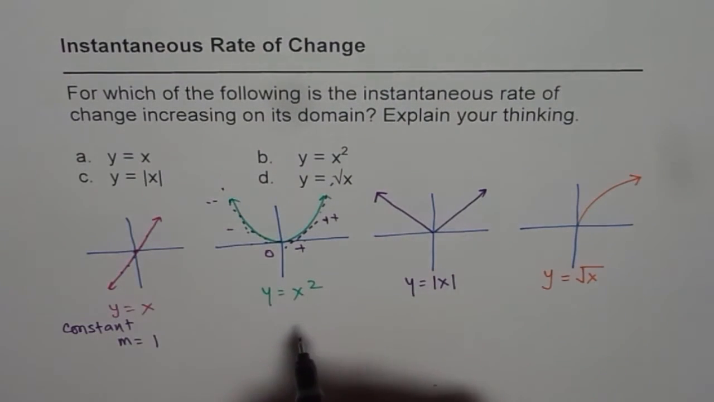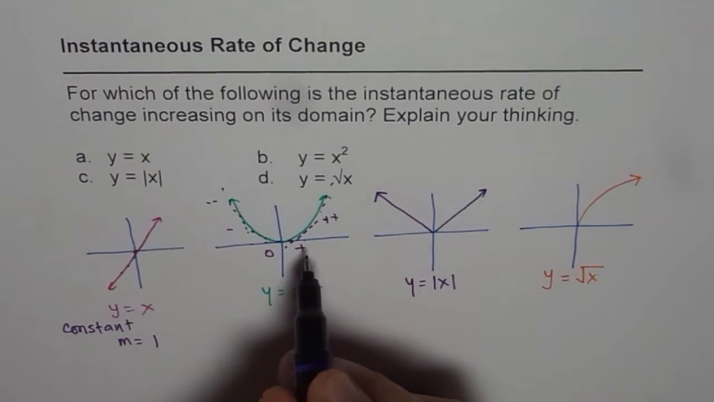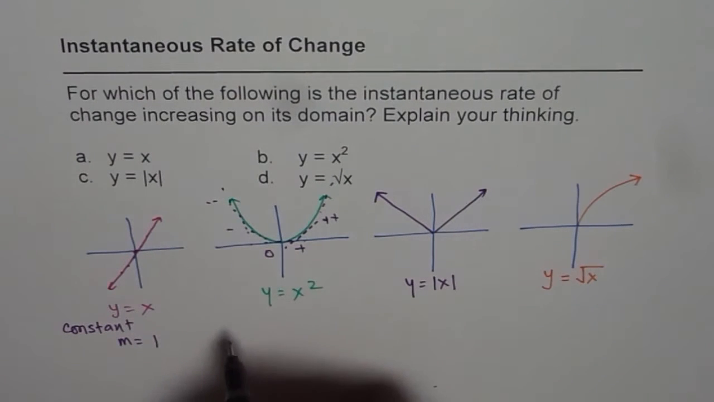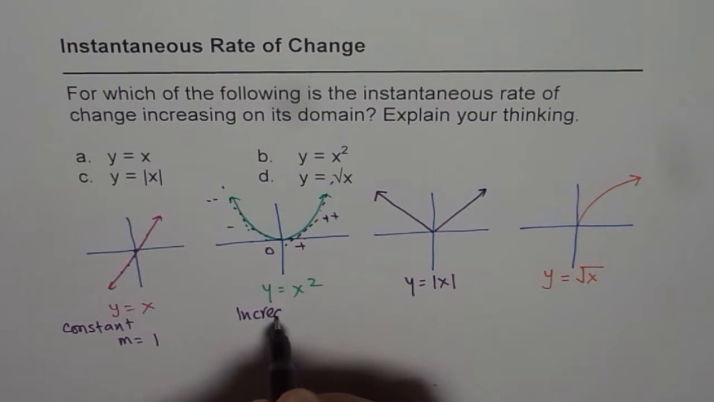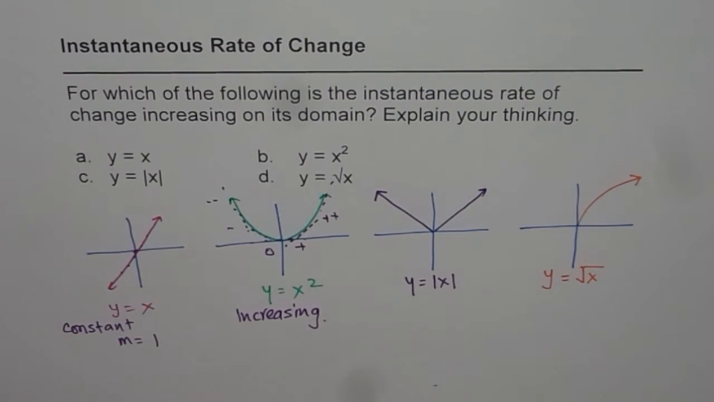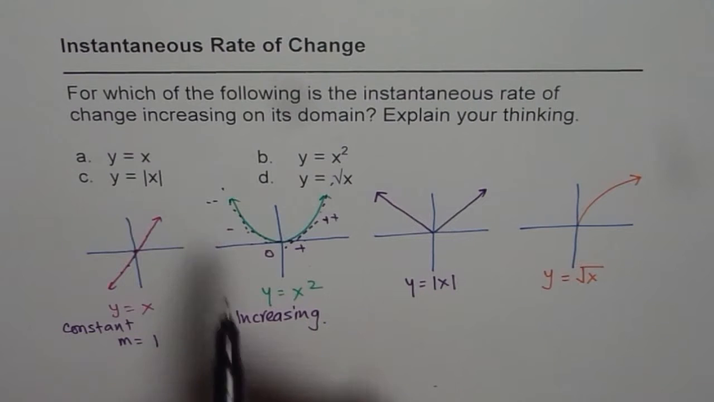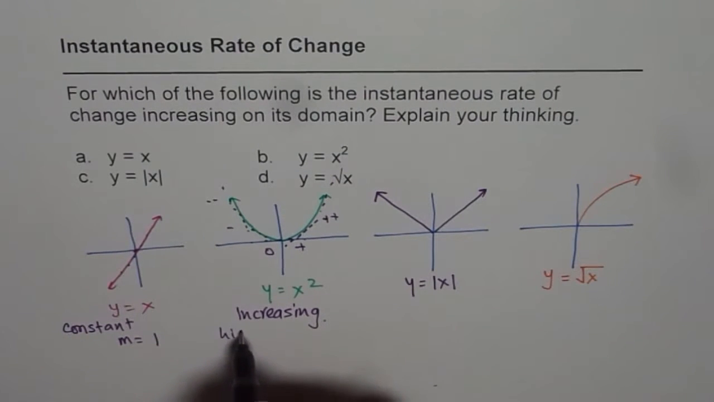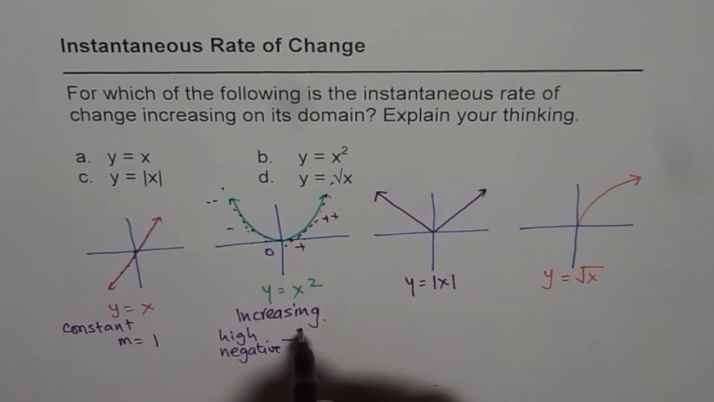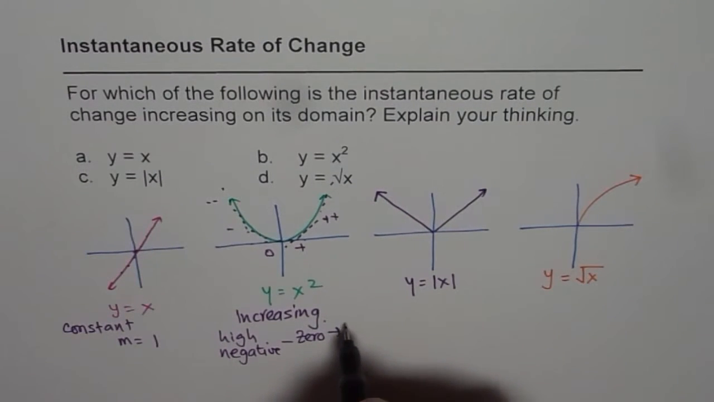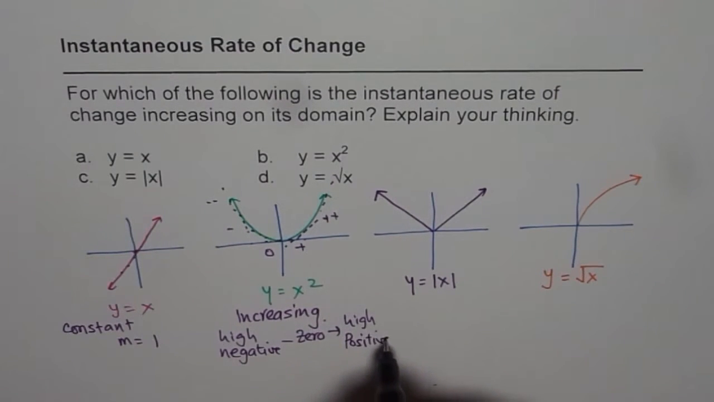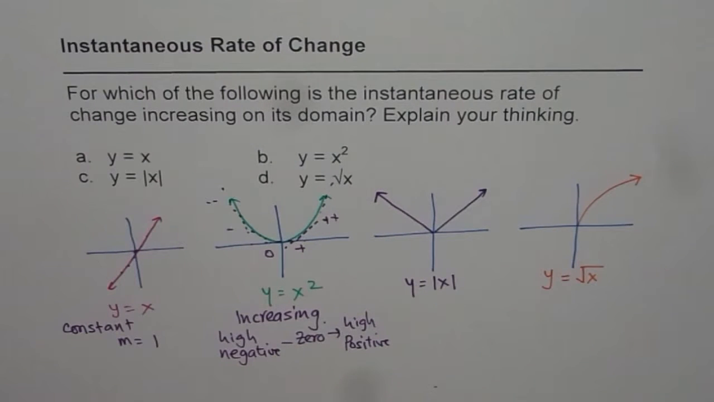So what we notice here is that the slope of the tangent is increasing all the way, right? So it is increasing in its entire domain, right? It goes from high negative to 0, right, to high positive. And therefore it is always increasing in the entire domain. How about the next one, which is absolute x?